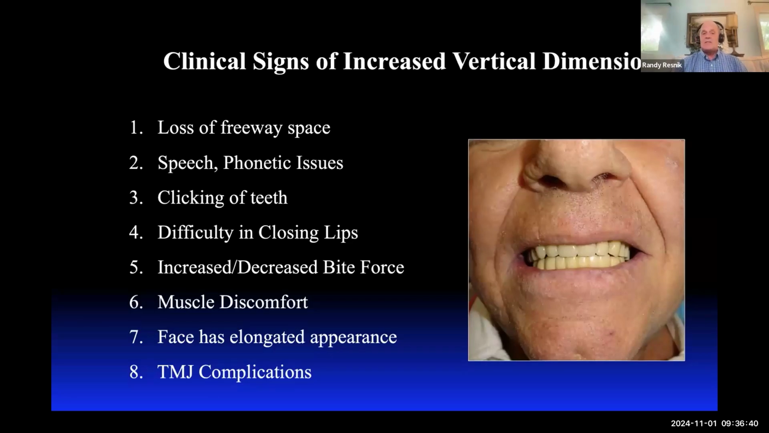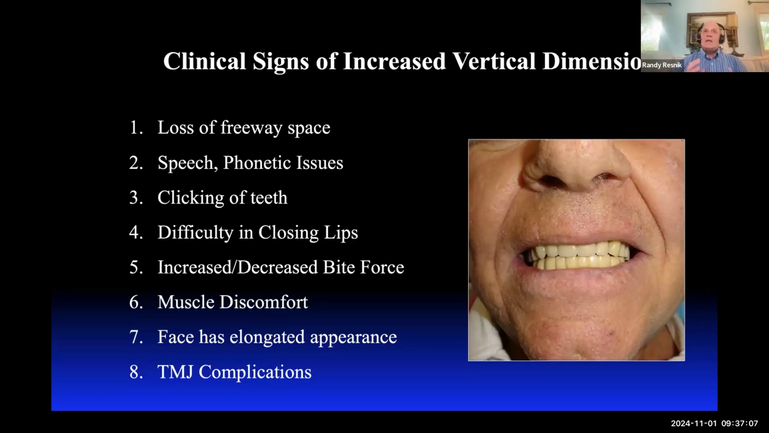Loss of freeway space. So the patient, when they speak, there is no space between the teeth, and it's going to be a problem pronouncing different words. So the speech and phonetic issues, the teeth will begin to click, whether it's a denture or zirconia or hybrid type of prostheses. Difficulty in closing their lips because they're so open, they can't get their lips together.